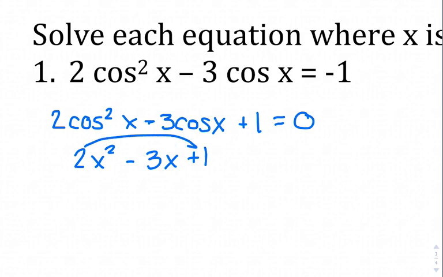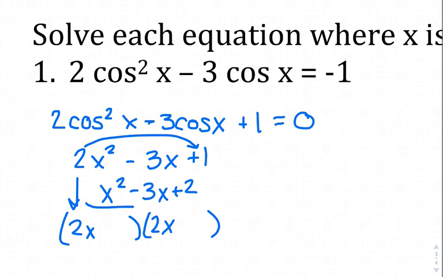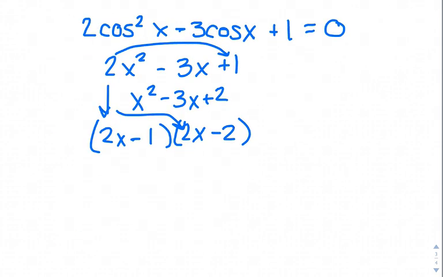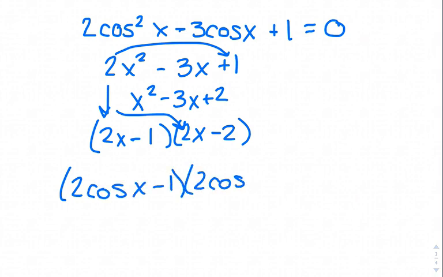So I'm going to borrow this 1, so it would be x squared minus 3x plus 2. Then I'm going to pay it back down here in both parentheses. Two numbers that multiply to 2 but add up to negative 3 would be negative 1 and negative 2. Right here I'm going to put back in my cosine because I just factored. So this would be 2 cosine x minus 1 and then 2 cosine x minus 2, and don't forget equals 0.